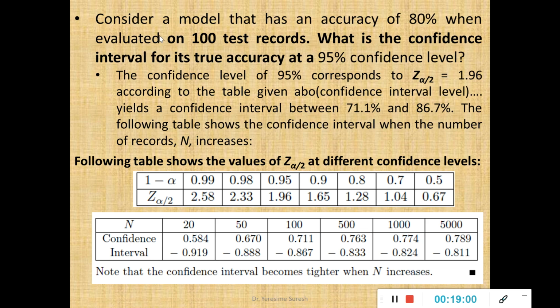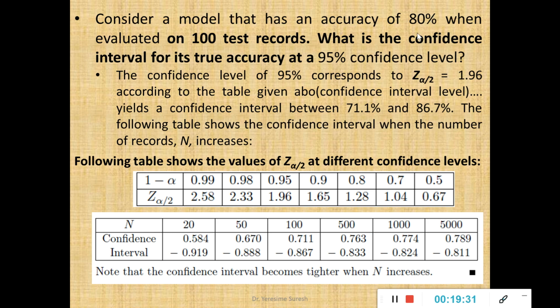Now, for example, I'll consider a model that has an accuracy of 80% when evaluated on 100 test records. Please remember, not from the existing data set, but from a new data set, that is my testing data set. New 100 instances are considered, and for those 100 instances a classification model has been built and the accuracy is calculated from your confusion matrix and found to be 80%.